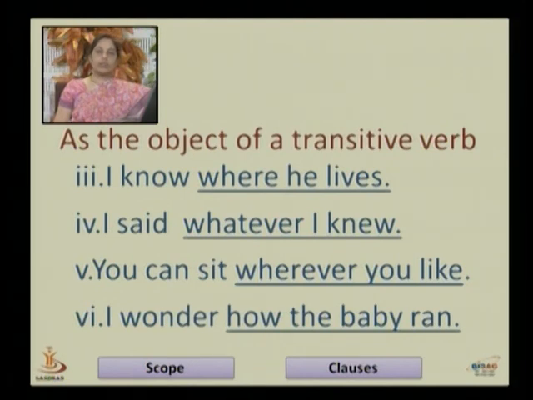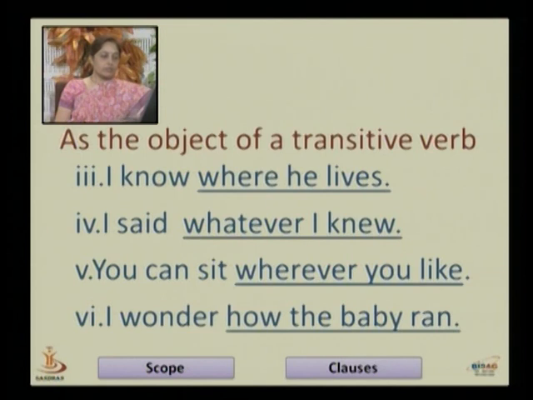In the next sentence, I said whatever I knew. I said is the main clause and whatever I knew is a noun clause. It functions as an object of said. You can sit wherever you like. Here you can sit is the main clause and wherever you like is the subordinate clause, a noun clause, and it functions as an object of sit.